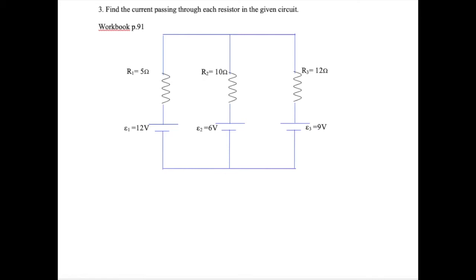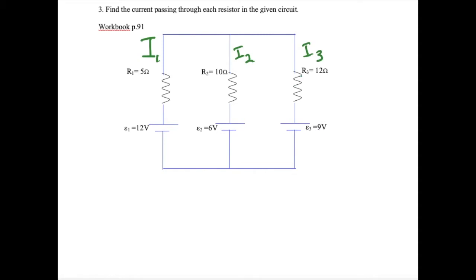This video is for the solution of question number 3 and 5 in your workbook on page 91 for Kirchhoff's rules. So in this circuit we have these three branches, as you see. What we need to do is first name these currents. Let's call this one I1, that one I2, and that one I3.